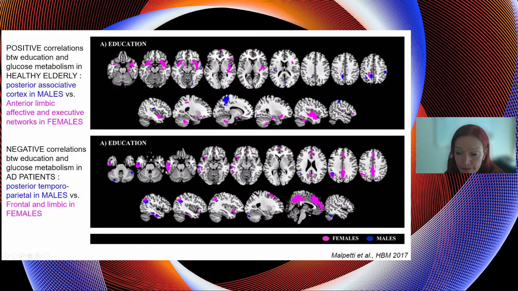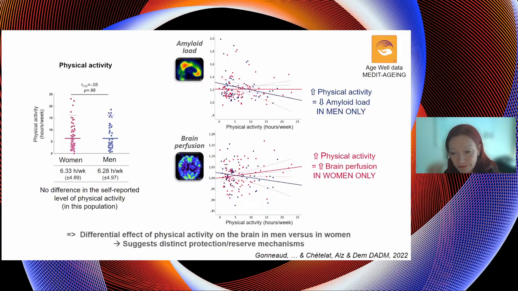In this study by Malpetit and collaborators, the authors showed that there was a positive correlation between education and glucose metabolism in healthy elderly in different regions in males and in females. And this was also true for the negative correlations between education and glucose metabolism in AD patients, such that different regions might be impacted in men and women, and different mechanisms might operate.